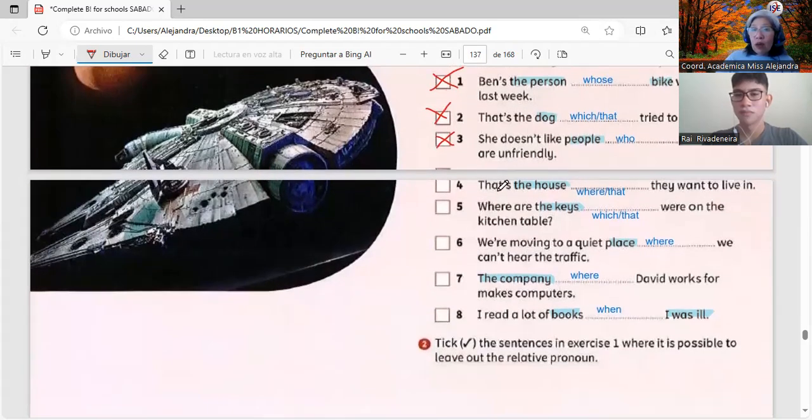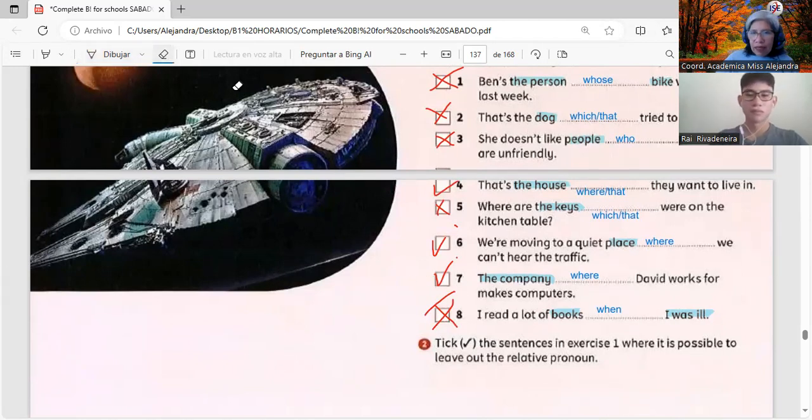That's the house they want to live in. Here I can eliminate. I can say that's the house where they want to live in, or that's the house they want to live in. Notice, fíjate que en ninguna parte pusieron las comas. Where are the keys? On the kitchen. No. We're moving to a quiet place. We can hear the traffic. Yes, you can eliminate where. The company David works for makes computers. Yes. I read a lot of books. I was ill. No.